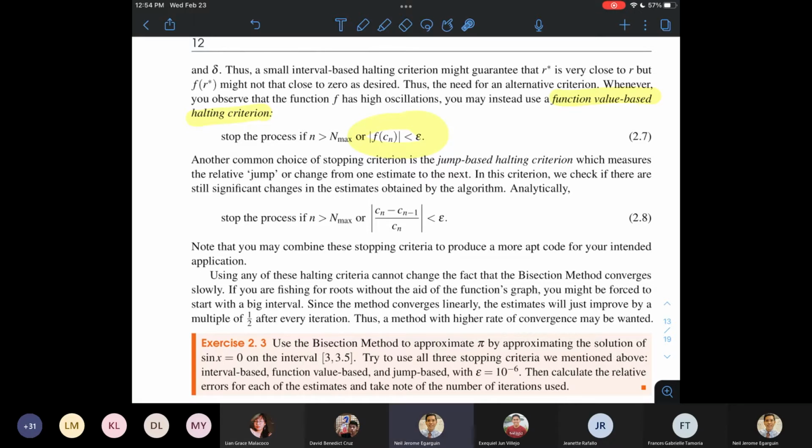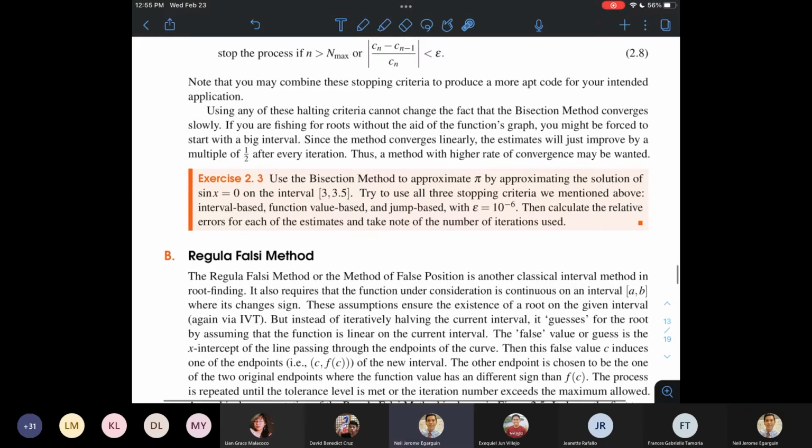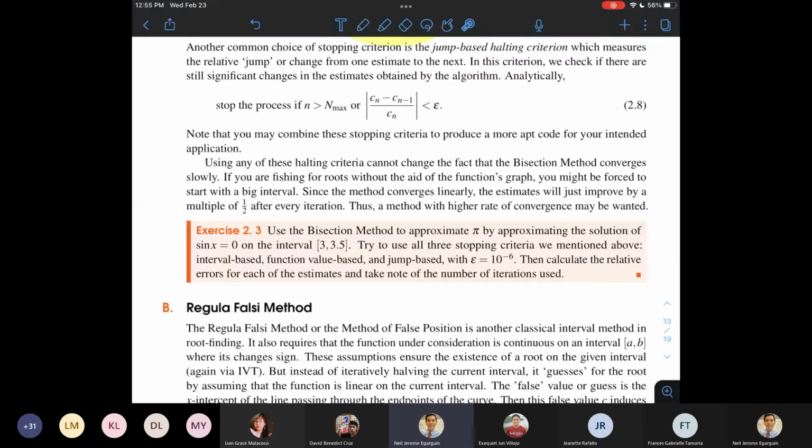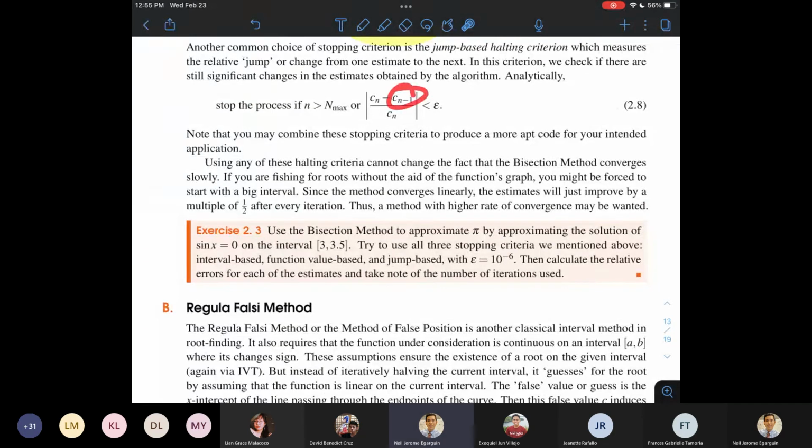Another thing you can try is exercise 2.3. Ito ay paggamit ng iba't ibang halting criteria. Oh, by the way, if you'll be implementing the jump criteria for the stopping criterion, kailangan i-save yung previous value ni C sub n. Okay? Kasi kailangan mong kunin yung relative change. So, kasi meron tayong propensity na i-overwrite na lang yung mga C sub n's. Hindi natin sinesave yung mga values ng C sub n. So, kung jump-based stopping criterion, you should put a line in your code that will save the C sub n from the previous iteration para makompute mo tong ratio na ito. Alright?